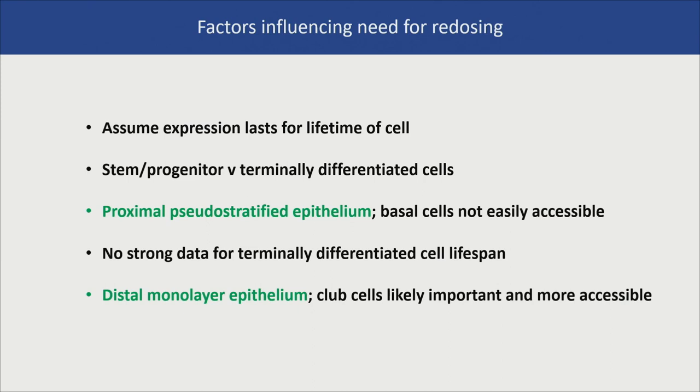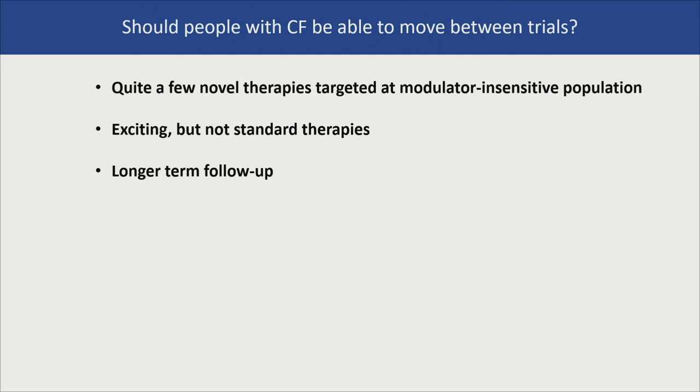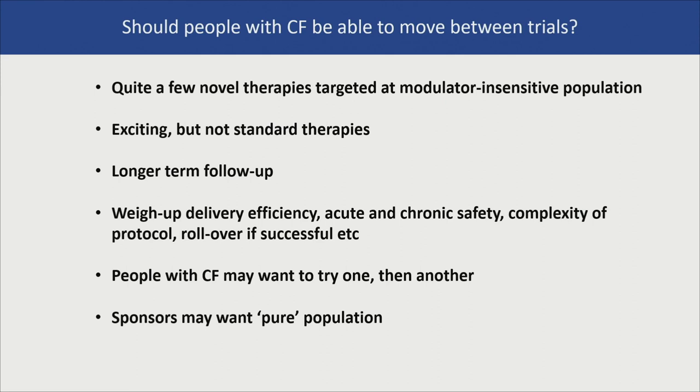And the final factor that I just want to focus on is this issue of, if I was a person with CF, how would I think about all these wonderful trials that are being talked about this morning? There are lots of them. They're all targeted at the modulator insensitive population. They're really exciting. But they're not standard therapies, and the regulators won't see them as standard therapies, and we certainly know that we would need to do longer-term follow-up. So if I was a patient, I need to begin to weigh up the delivery efficiency that's being promised, the safety, the complexity of the protocol, will I get the drug after the trial, etc.